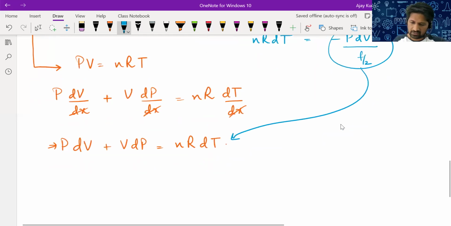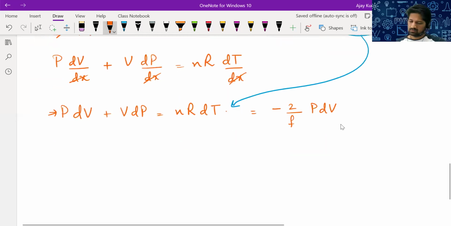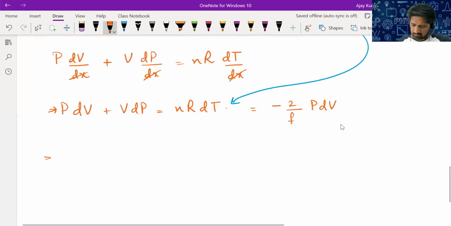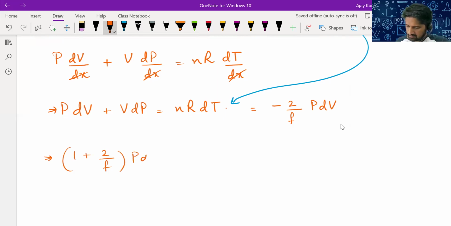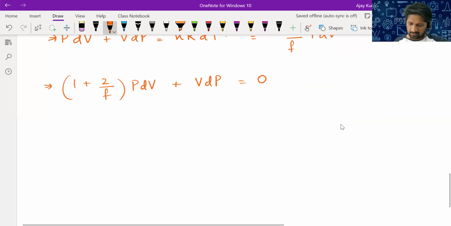So you can write this as equal to minus PdV divided by F by 2, which becomes minus 2 by F PdV. Now send PdV that side. You get PdV plus 2 by F PdV, that is 1 plus 2 by F times PdV, plus VdP is equal to 0. Just a rearrangement of the equation. Fine. So we can say that 1 plus 2 by F times PdV will be negative of VdP.